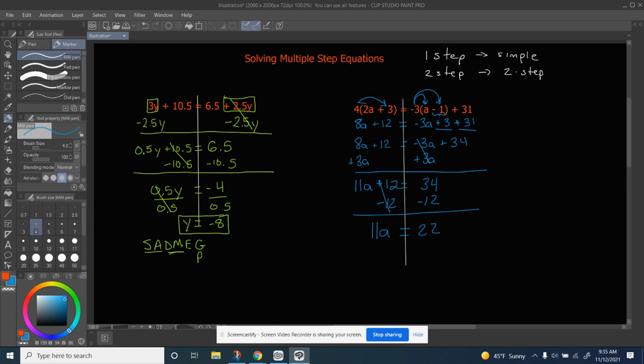My only thing left to do is to eliminate this 11. So 11 is being multiplied by a, so let's divide by 11. And what I do to one side, I must do to the other. So a is going to equal 22 divided by 11, which is 2. So again, just a real quick tutorial on how to solve multiple step equations in a very simple format.